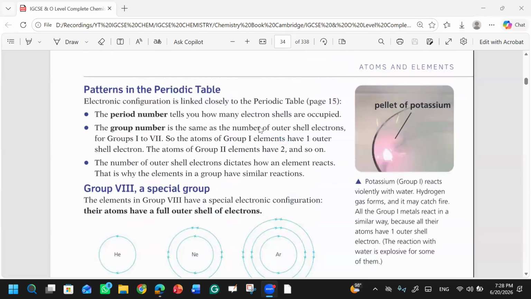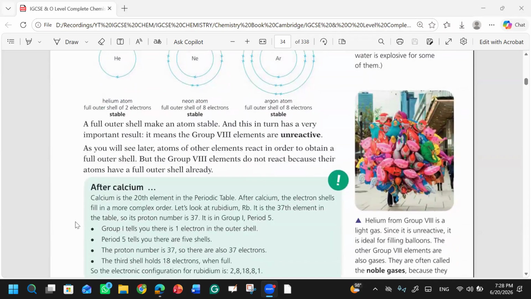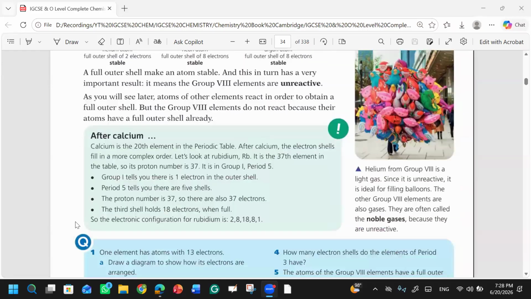Group 4. What is the common thing in the elements of group number 4? The valence electrons will be 4. Yeah, the valence shell electrons will be 4 in number. What if I say period number 3? It will have 3 shells.